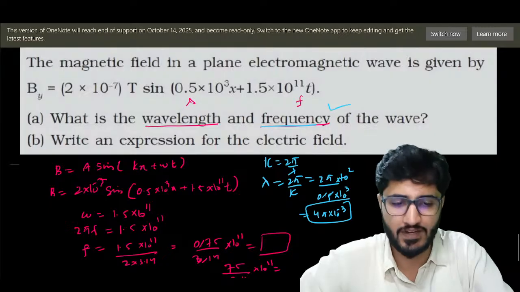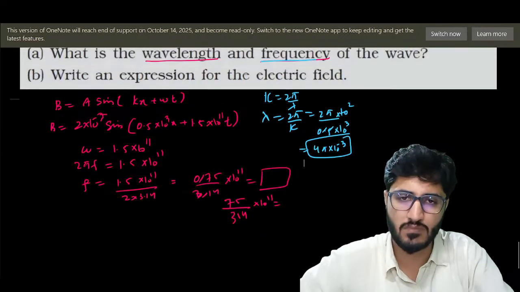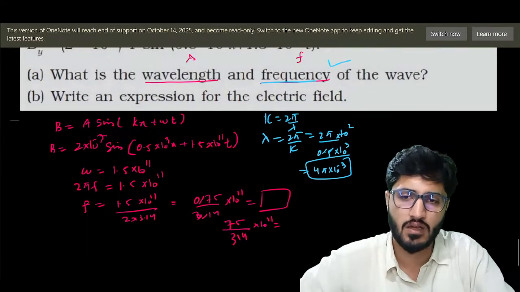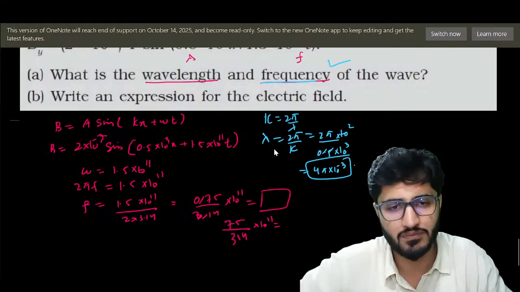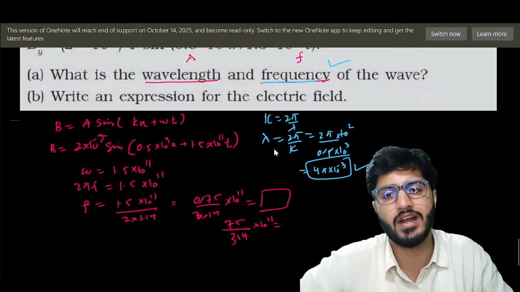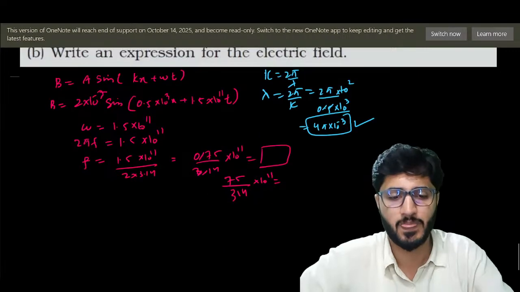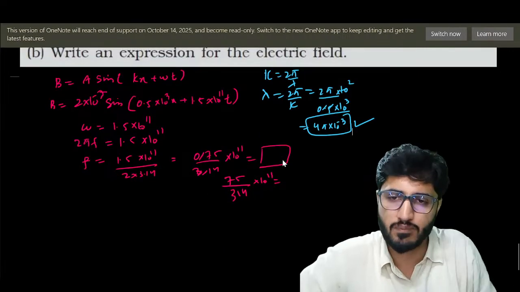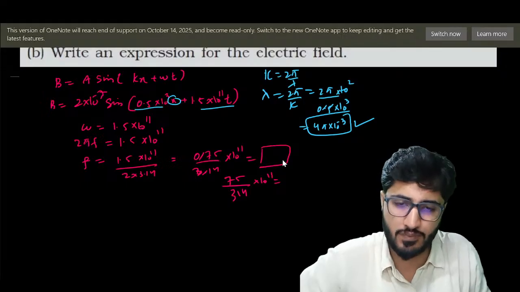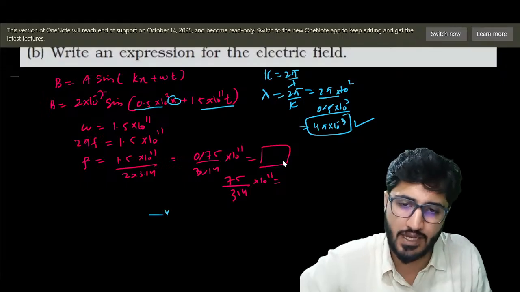Expression for electric field. First of all, where will my electric field be? Look, we have lambda now, so we need to find the direction only. Look here, positive, positive, and x, so it will be in the negative x direction.